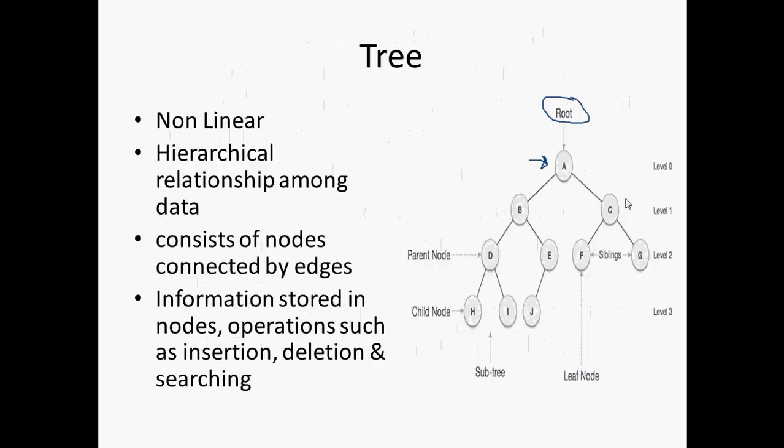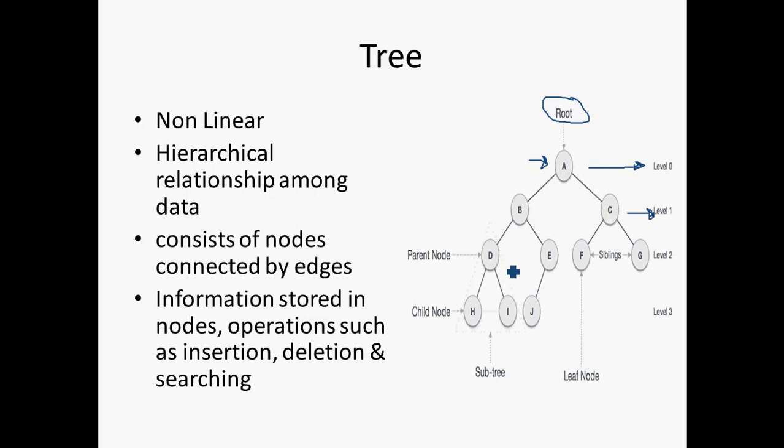We can see in the diagram, here is level 0. So A is at level 0. The next children of A, B and C, are at level 1. So they are nothing but the generations. The children of A.